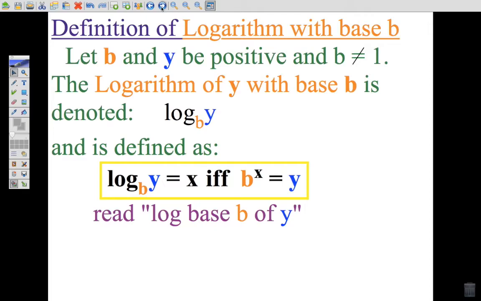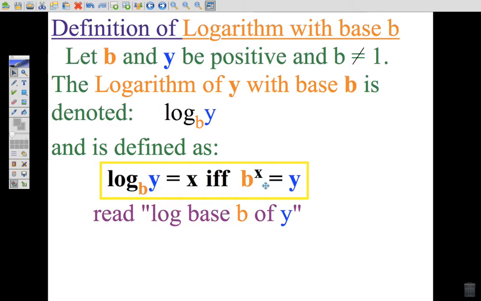Let's look at the beginning part of the definition. Please note that b and y will always have to be positive when you're calculating a logarithm. Doesn't mean that x has to be positive. x sometimes will be negative, but b and y will always be positive. And they've also told us that b can't equal 1. Look at this part of the definition. If b is 1, 1 to any exponent is always equal to 1. So it just wouldn't work to calculate a log, because the exponent could be anything, because 1 to the 5th power is 1, 1 to the 20th power is 1, 1 to the 468th power is 1. So b cannot be 1.